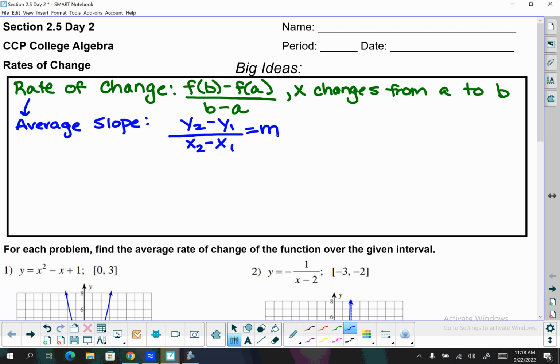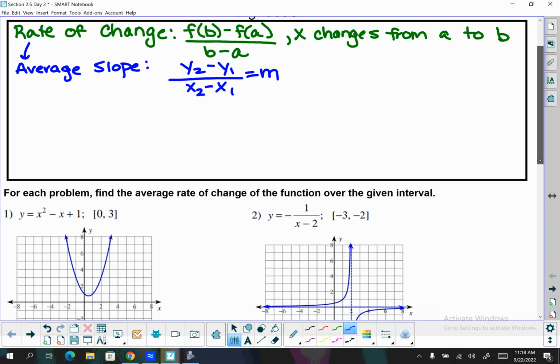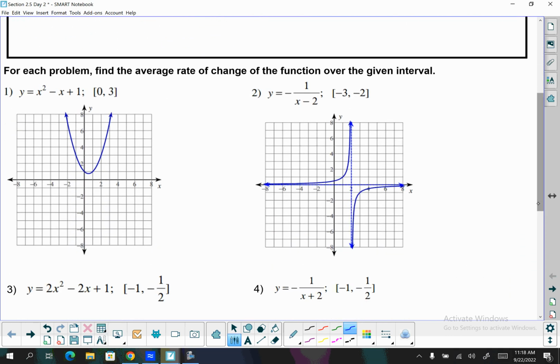So if it's a positive, it just means the graph is increasing. If it's a negative, it means the graph is decreasing between those 2 points. And if it's 0, it means the graph is staying the same between those 2 points, but not necessarily at a constant rate. Okay, so we're going to do the problems on the front first.